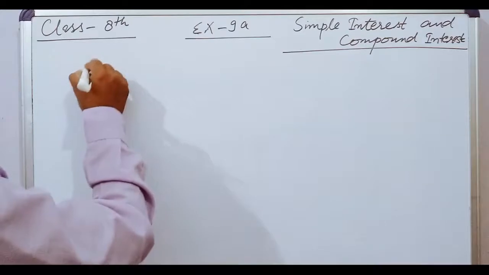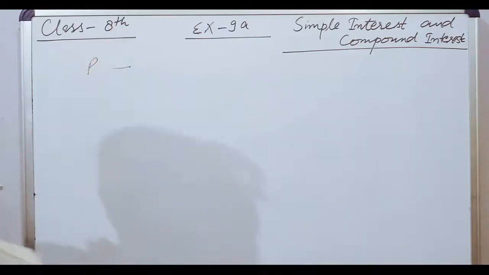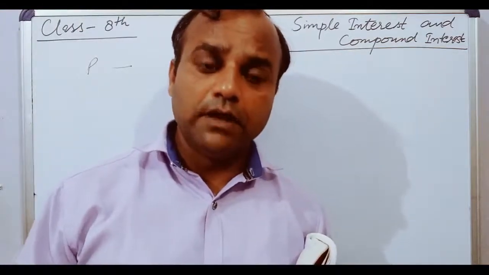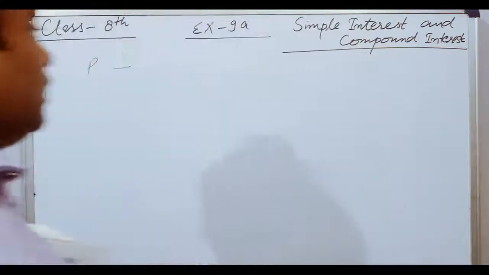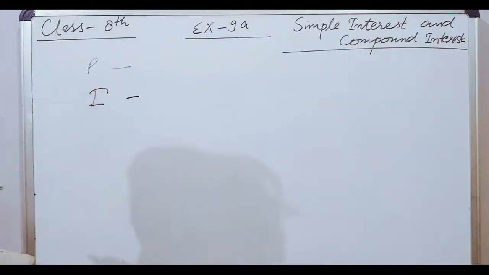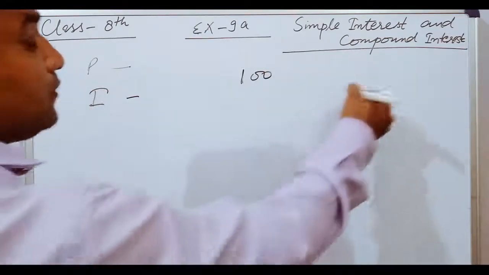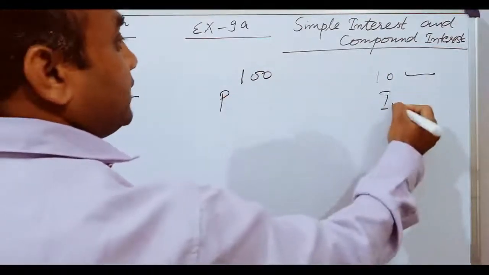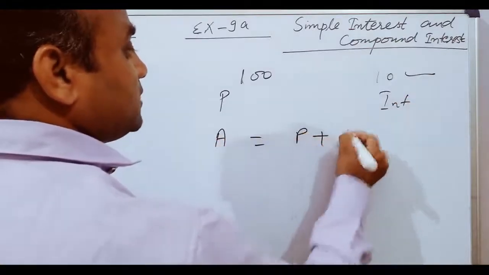Principal. What is the principal? Principal means the money which is taken or given. Money which is borrowed or given is called principal. And interest means extra charge is given. Suppose I took 100 rupees and after 1 month I am giving 10 rupees extra. So this is principal, this is interest. Amount equals principal plus interest.